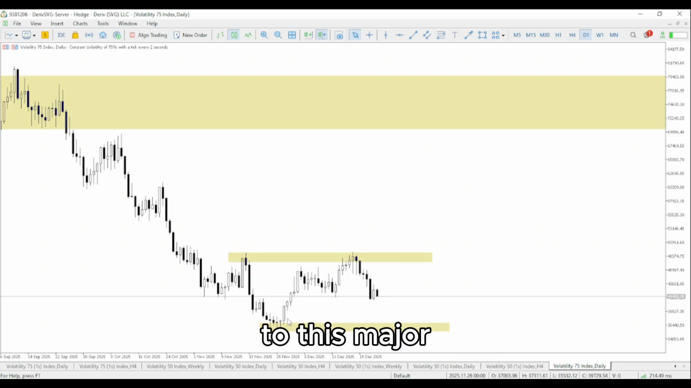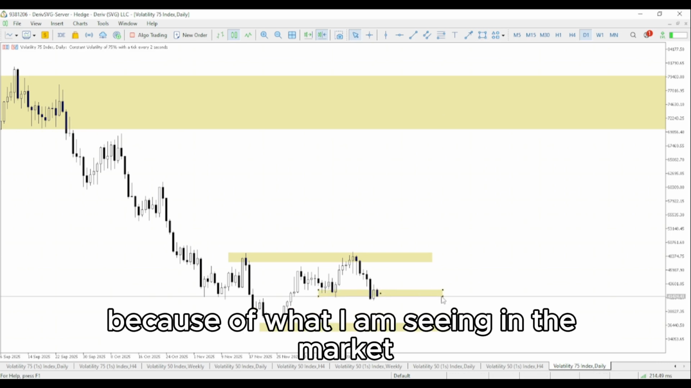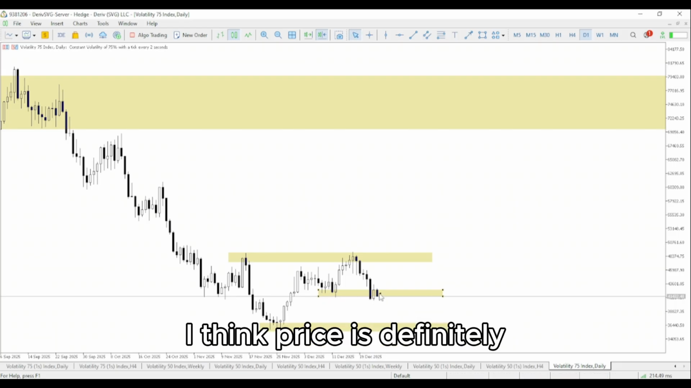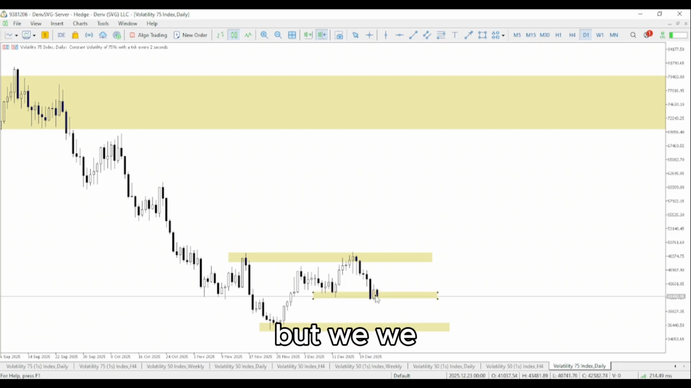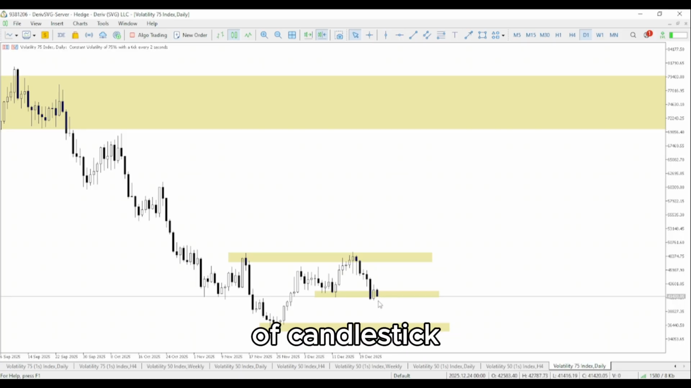So this major support level right here, understand? I have drawn a level here, and I think price is going to break it, because of what I am seeing in the market. But we do not know yet whether price breaks it completely. Price has not closed below this level yet, so anything that is here is just a fake out. We need a candlestick close below this level to confirm that this level has been broken.